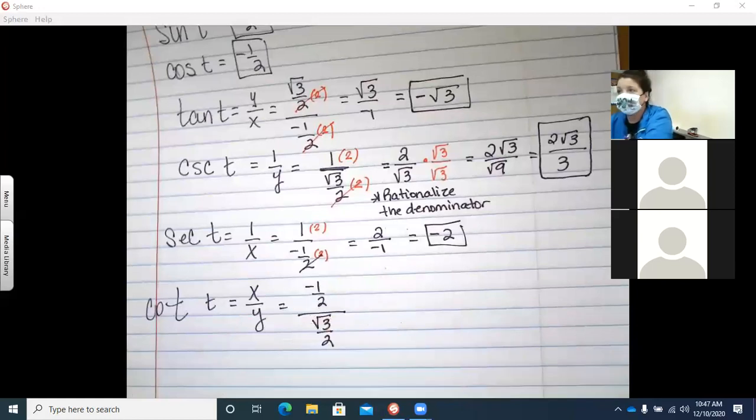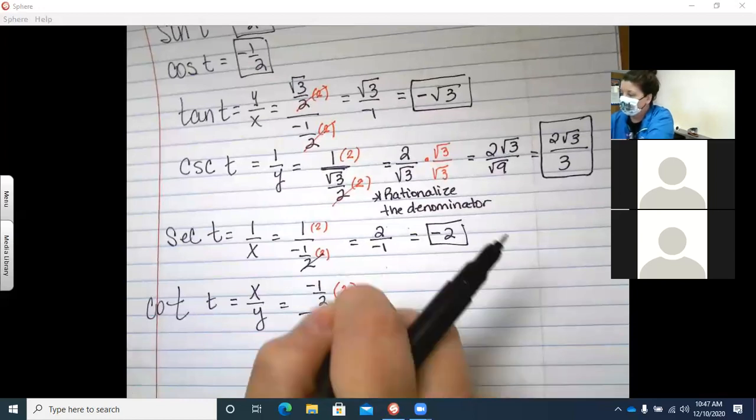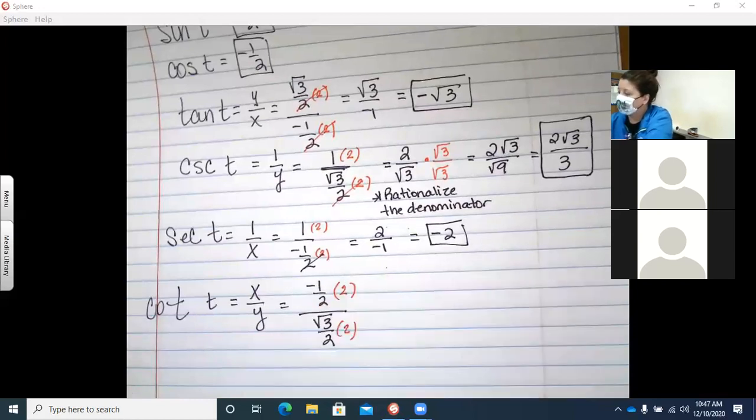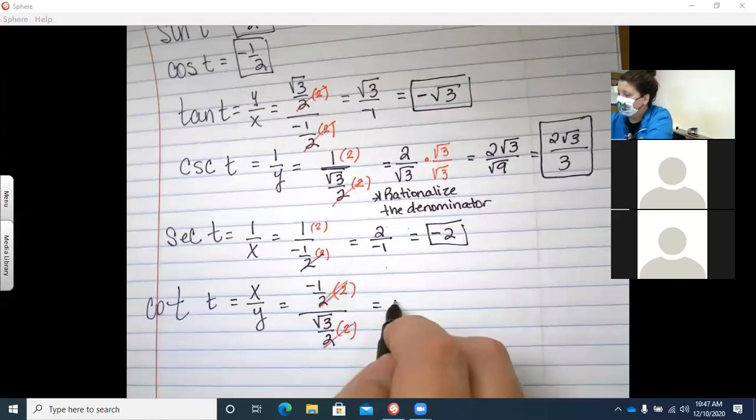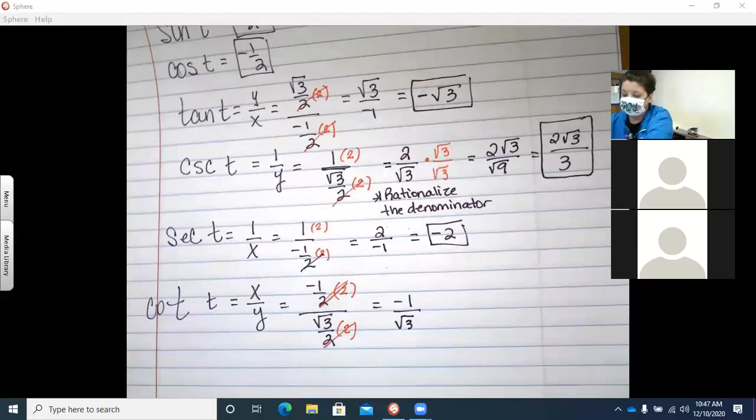So let's not worry about getting rid of the radical first. Let's worry about getting rid of the fractions. So I'm going to multiply the numerator and denominator of the big fraction by 2. My 2's cancel in the top and the bottom. So my new numerator is negative 1. My new denominator is the square root of 3. Is that my answer? No, I have to rationalize it.